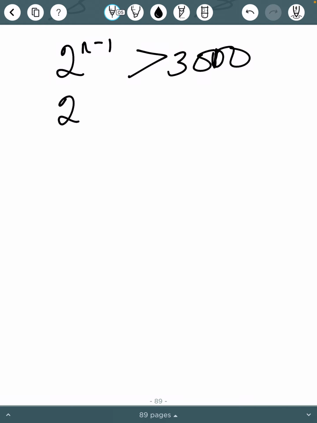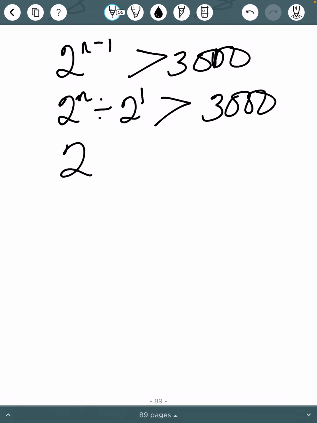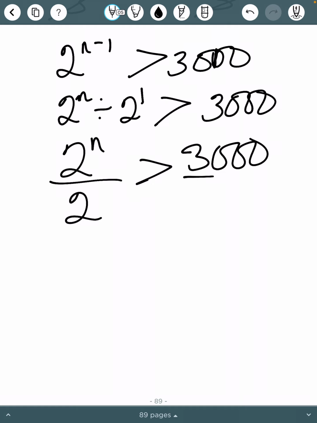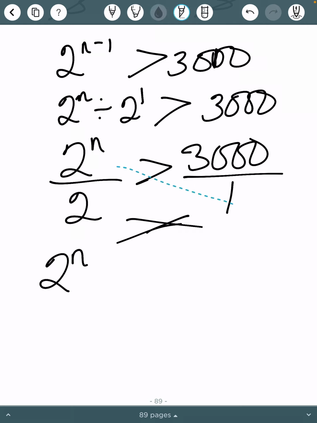So here, 2 raised to power n minus 1 is the same thing as 2 raised to power n divided by 2 raised to power 1. So that is what is greater than 3,000. 2 raised to power n divided by 2 raised to power 1 is the same thing as 2 raised to power n over 2 raised to power 1 greater than 6,000. We could cross multiply both sides here. We will get 2 raised power n times 1 here, and we could do 2 raised power 1 times 3,000 will give us 6,000. So that gives us 2 raised power n is greater than 6,000.